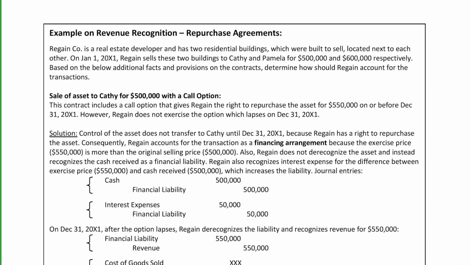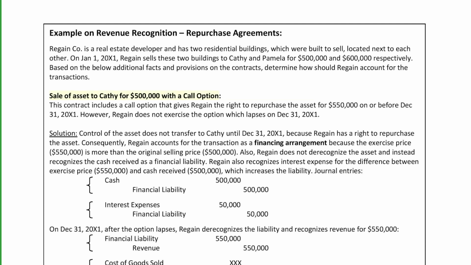On page 71, we have Regain Company, which is a real estate developer and has two residential buildings which were built to sell, located next to each other. On Jan 1st, year 1, Regain sells these two buildings to Kathy and Pamela for $500,000 and $600,000 respectively. Based on the below additional facts and provisions on the contracts, determine how Regain should account for the transactions.